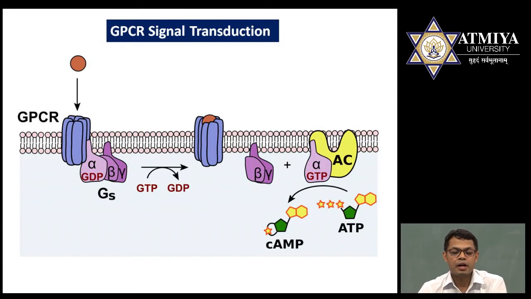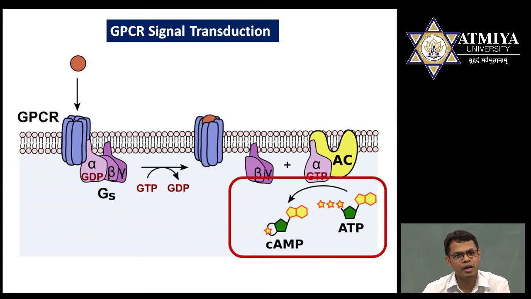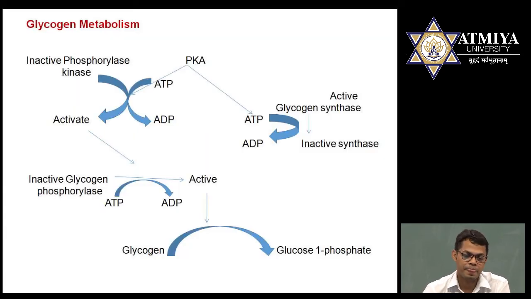Now the example has been shown in the diagram. The first is the ligand, which will bind to the receptor. Certain changes occur in the receptor. GTP will be exchanged with the GDP. The effector is activated, beta gamma separates, and alpha will be responsible for the cyclic AMP production, which I have already explained, but I am showing it here in the diagram.